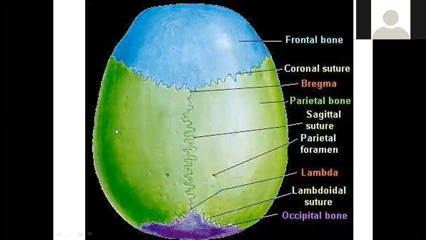Between the frontal and the two parietal bones, we have fibrous joints in the form of a suture, which is called the coronal suture. Between the two parietal bones, we have a suture called the sagittal suture. Then between the two parietal bones and the occipital bone, we have one more suture, called the lambdoid suture.